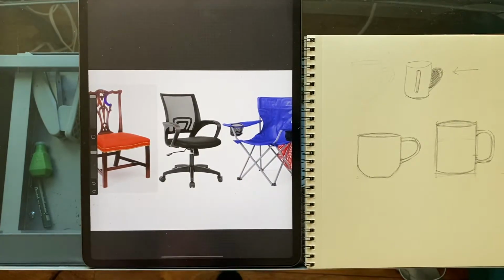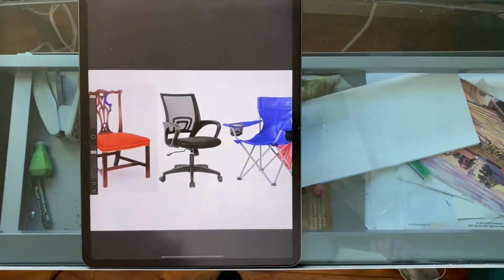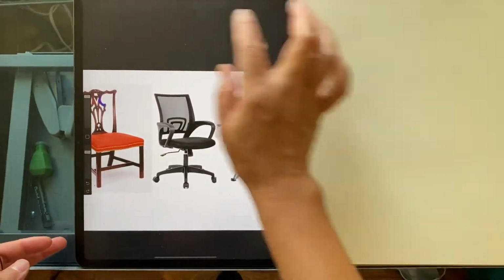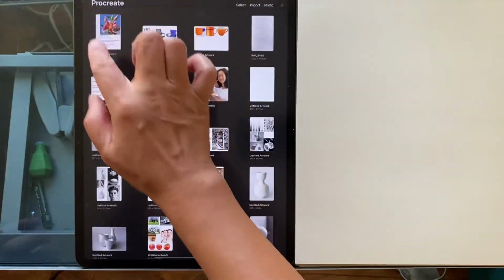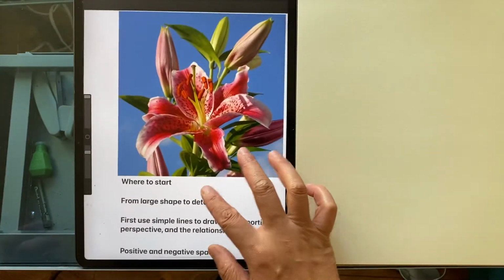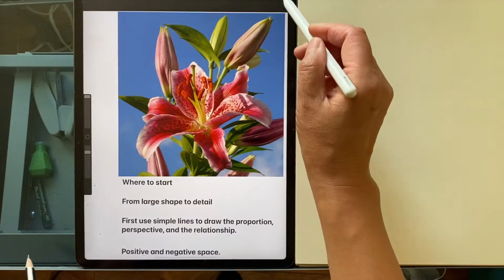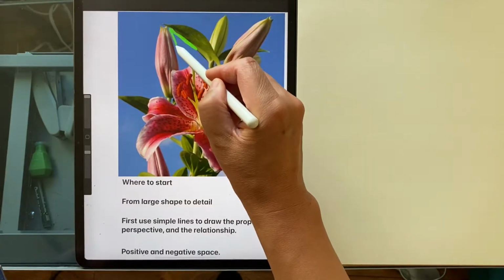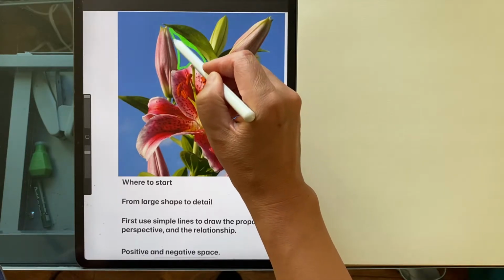So that's how to use negative space to draw things, to help you find out how things go. And I'm going to draw this flower, and there's lots of negative space here. See, kind of like that's a negative space, right? The big ones.